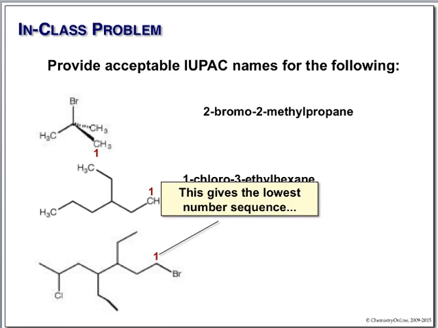Now we have 2 ethyl groups. They're in carbons 2, 3, and 4. And we have a chlorine down here in carbon 1, 2, 3, 4, 5, 6. Our chlorine is carbon 6, bromine is carbon 1. So we're going to do a 1-bromo, 6-chloro, 3,4 diethyl heptane.